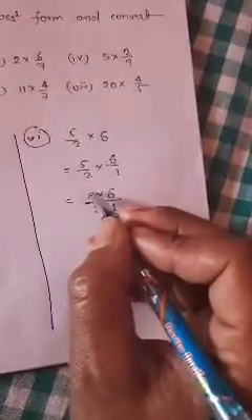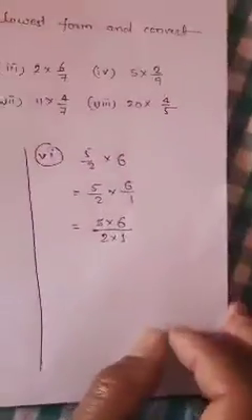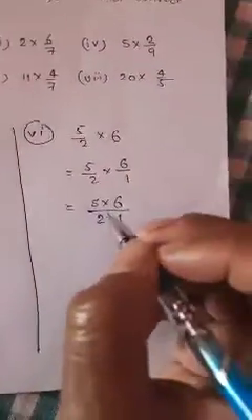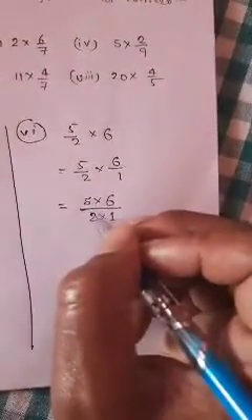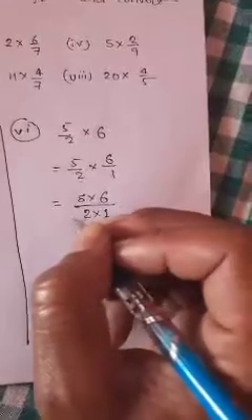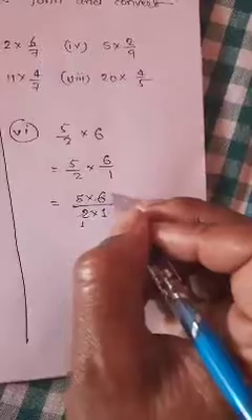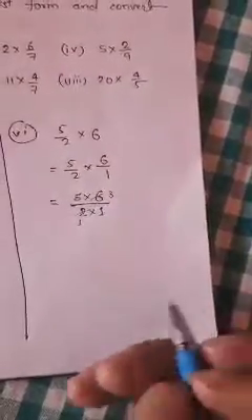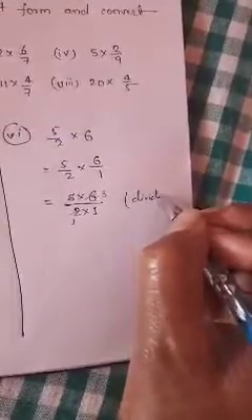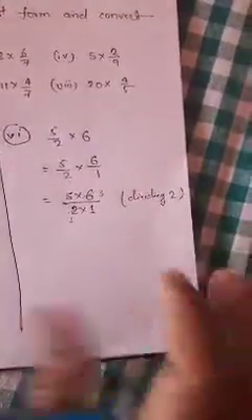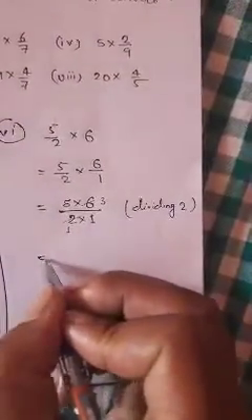Now student, if any of the numbers in the numerator and denominator come in the same table, we have to divide them by the same number. Like here, 2 and 6 both are divisible by the table of 2. Therefore, dividing this 2 by 2, 2 ones are 2, and 2 threes are 6, because both the numbers are divisible by 2.